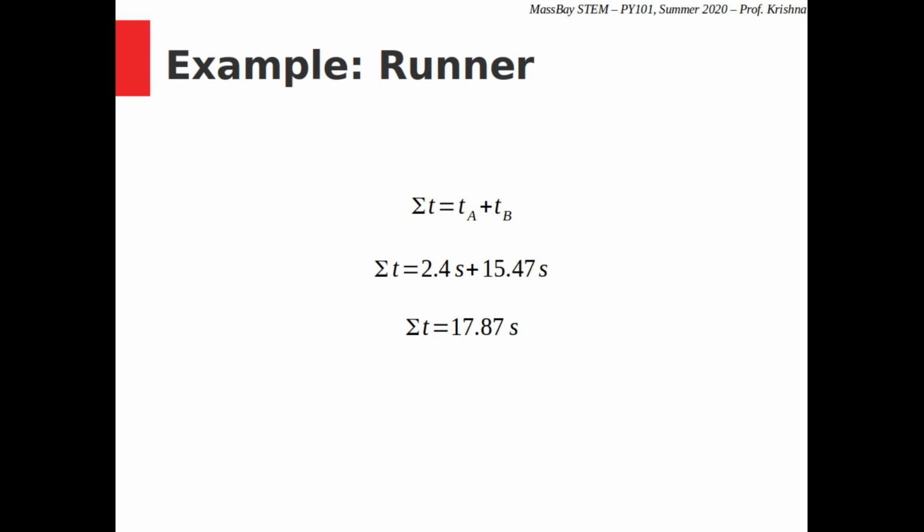To conclude, we found that the time required for phase A, the acceleration, was 2.4 seconds, and the time required for phase B, the constant velocity section, was 15.47 seconds, for a total time of 17.87 seconds. Our protagonist took 17.87 seconds to complete the 100-meter dash.